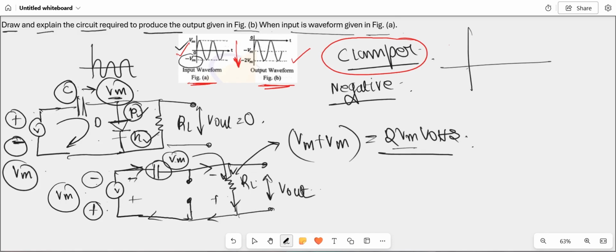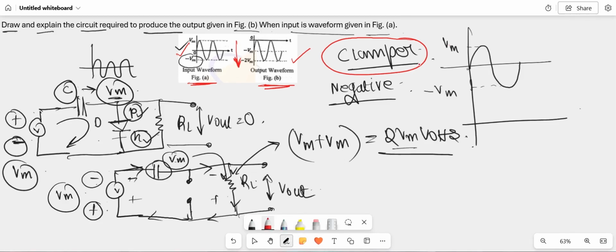So if we assume the input AC waveform is like this, this is the peak value of the positive half cycle Vm, and this is the peak value of the negative half cycle, minus Vm. So now when the input is clamped, here this is the zero level or the reference level of the input AC waveform. And now in the output AC waveform, the zero reference level is this. But the zero level of the input waveform gets clamped in the negative direction.